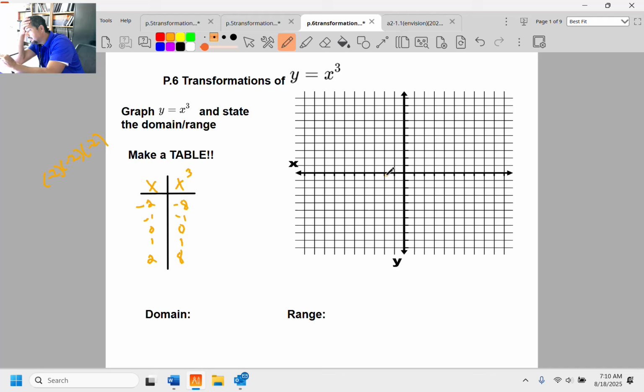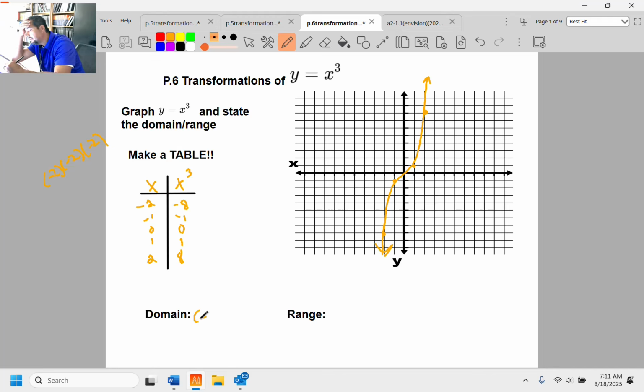So on your mother function quizzes, I don't require you to do this many points because you're expected to learn your shapes here. 2, 8. So we look something like this. And that is the graph of y equals x cubed.